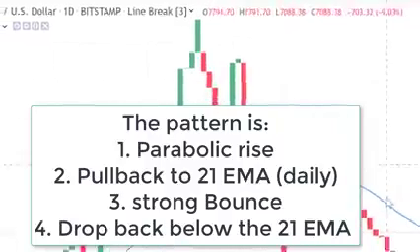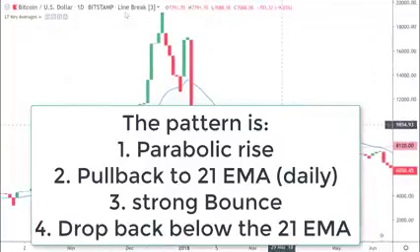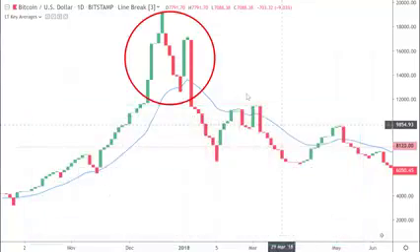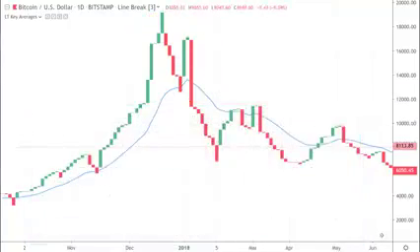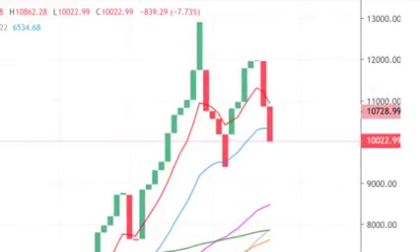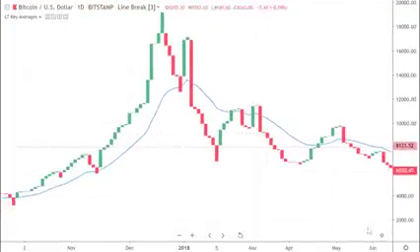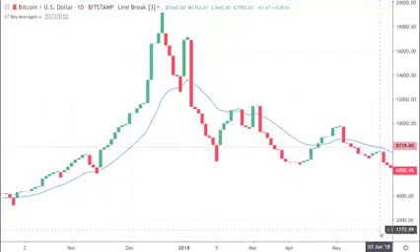Guys, without a doubt, what you're seeing here on this chart, on the line break chart of Bitcoin in 2017, 2018, looks almost identical to what I saw back in August of this year. And when I saw that, I said, whoa, hold the phone. This is really interesting. Because look what happened in 2017, 2018. So first we had a pullback.